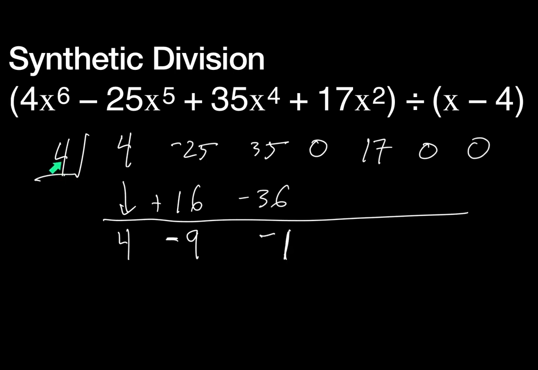I do 4 times negative 1. I put that right here. That's negative 4. And then I add. That's also negative 4. Negative 4 plus 0 is negative 4. I do negative 4 times negative 4. That's 4 times negative 4 is, yep, negative 16. Add. That's 1. 4 times 1 is 4. Add, it's 4.